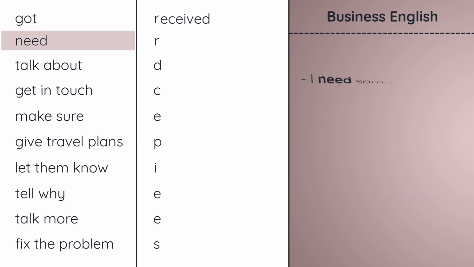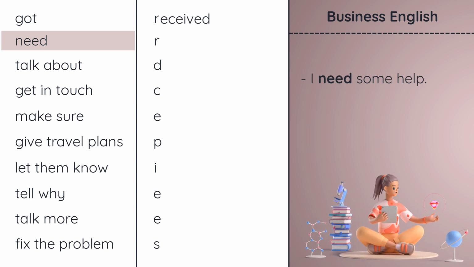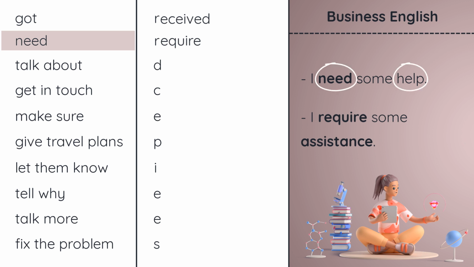Suppose you want to tell someone, I need your help, or I need some help. What word could you use that starts with R instead of need? Require. You can also change more than the verb, but the verb is the key. Instead of saying, I need some help, you could say, I require some assistance. Now you have changed two words, the verb and also a noun.